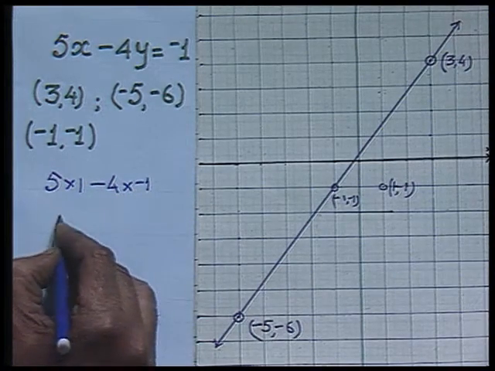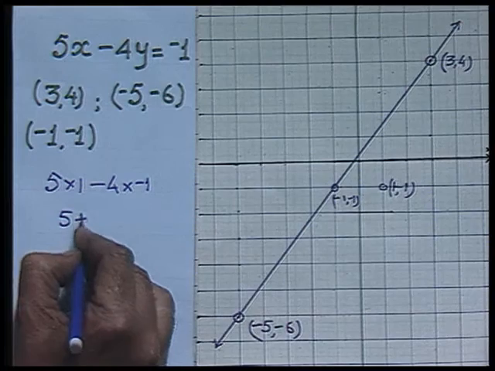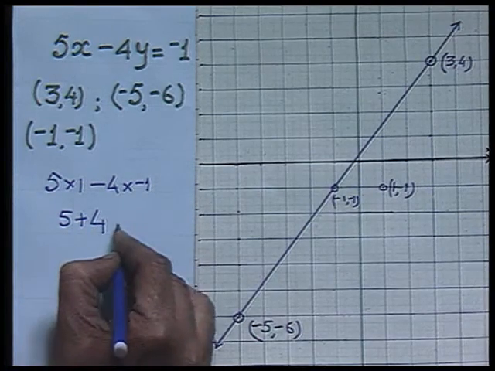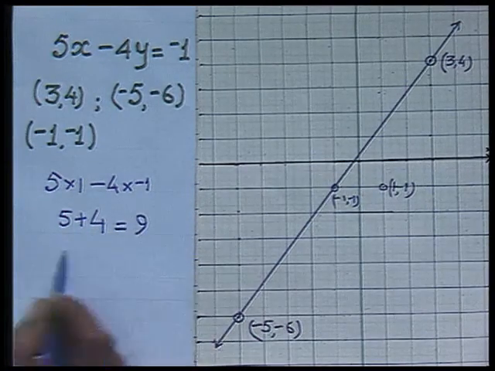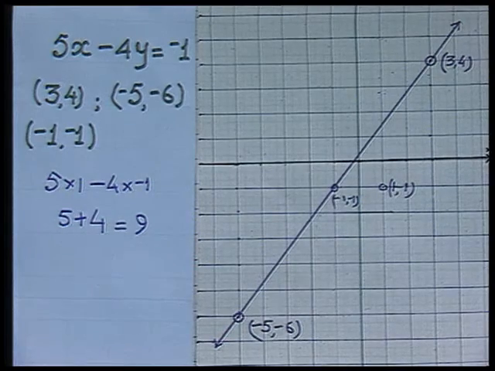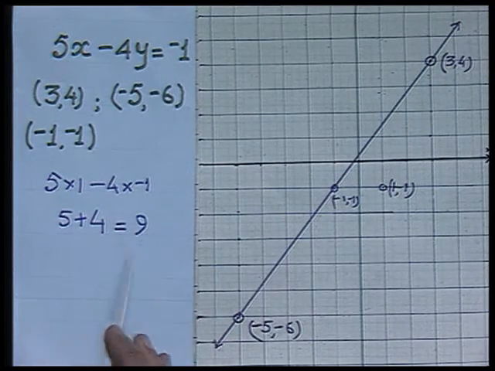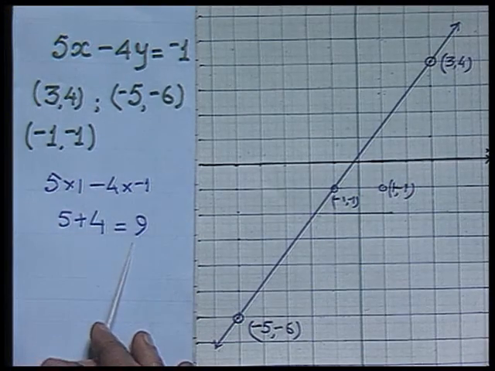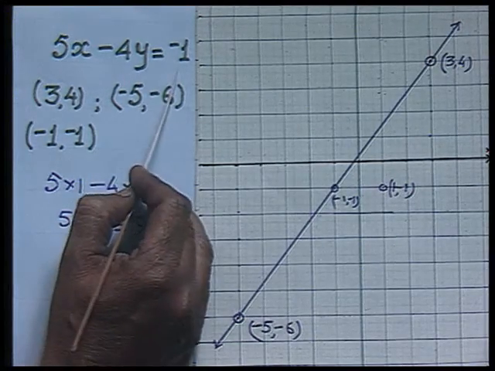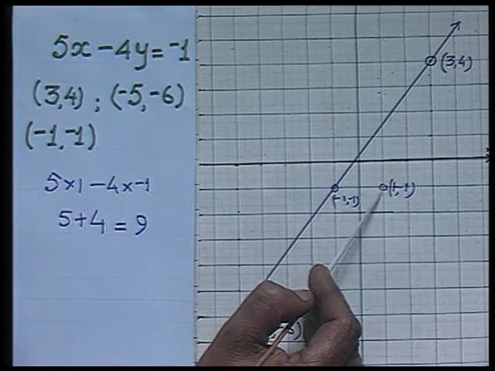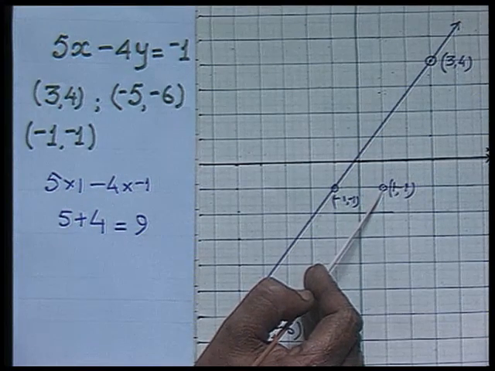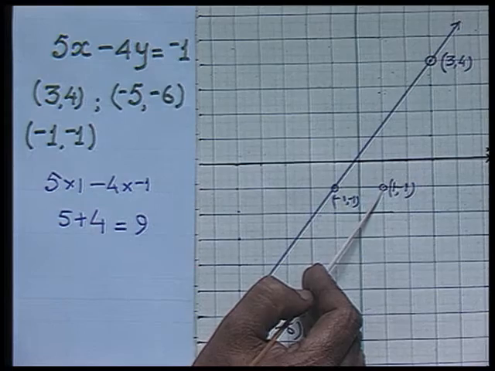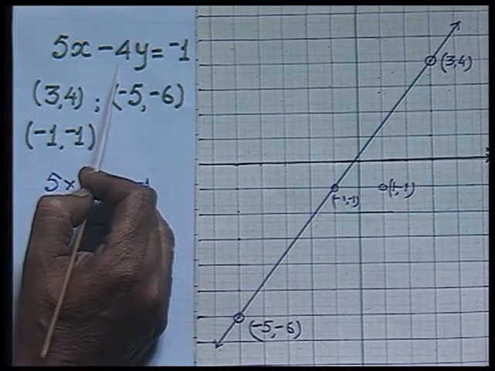So that makes it 5 plus 4, and that is equal to 9. But what is the right hand side of my equation? That is -1. The solution of the left hand side is coming as 9. So naturally 9 is not equal to -1. So what do we find? That the point which is not on the line is not the solution of the given equation.